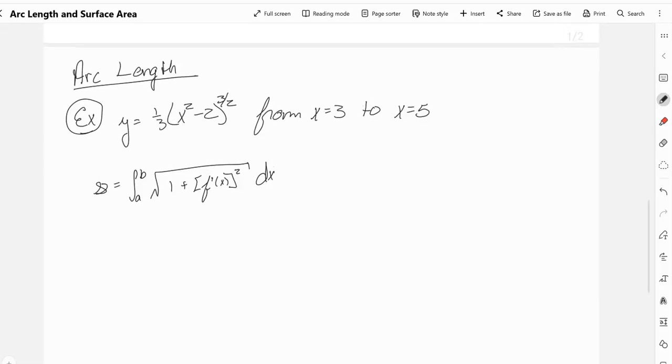So we've got to figure out bounds. So I need to know, well, actually they gave us the bounds here: x equals 3 to x equals 5. I need to know f prime of x.